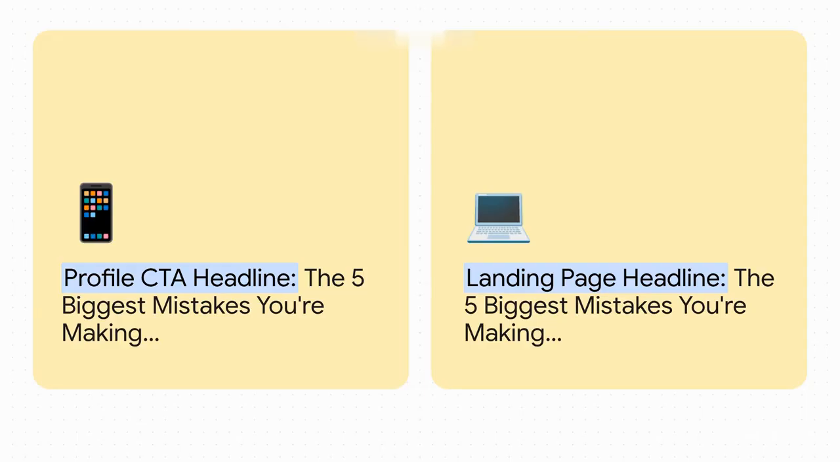And this brings us to probably the most important concept in this whole stage: congruency. It is absolutely vital that the headline on your landing page is the exact same headline from your social media profile. When they see the same words, it's like a little sigh of relief. It instantly tells them, phew, I'm in the right place. It builds trust and makes them way more likely to follow through.